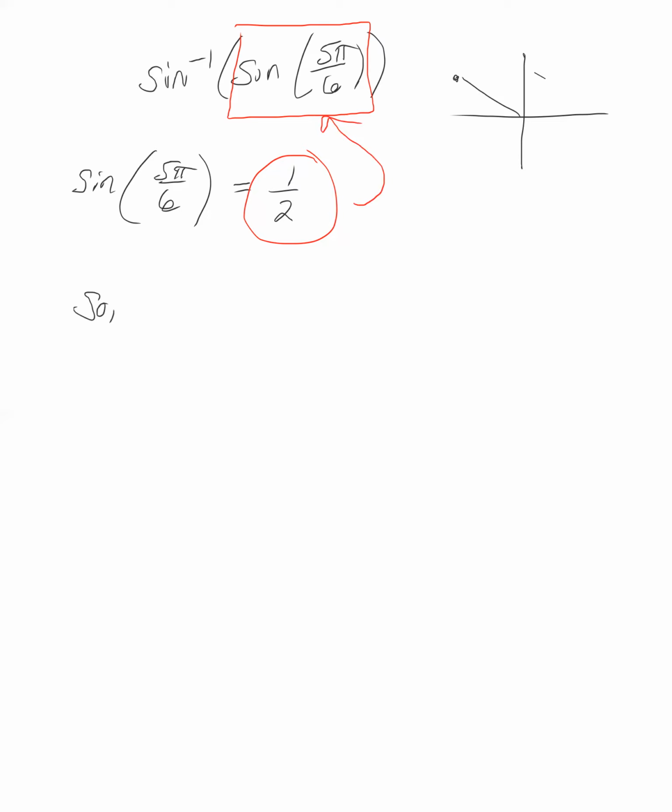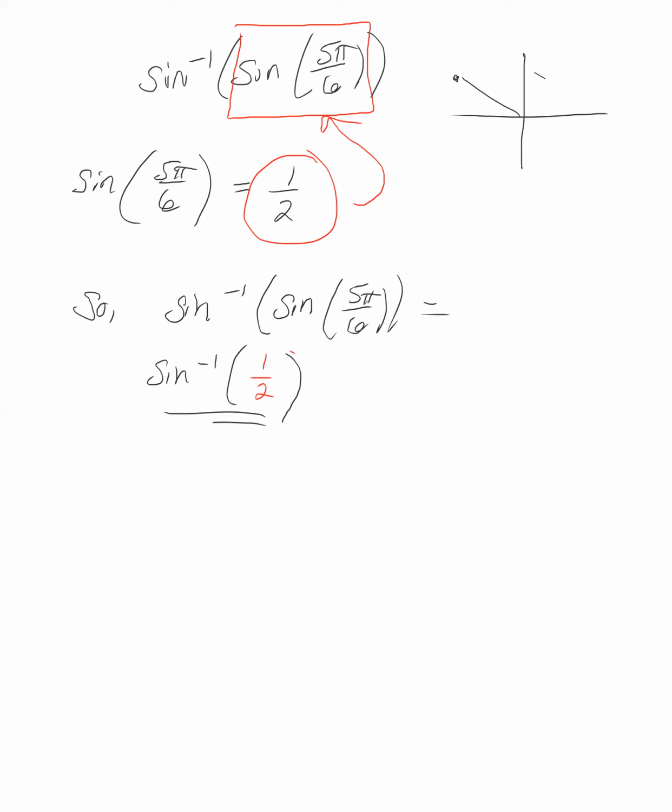So this means that the sine inverse of the sine of 5 pi over 6 is equal to the sine inverse of what we just established is 1/2. Okay, I've got that. And I know how to evaluate this.